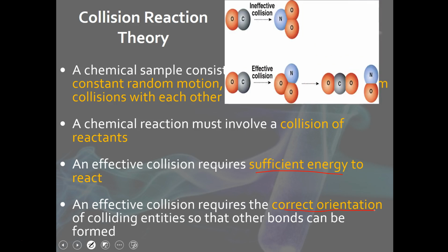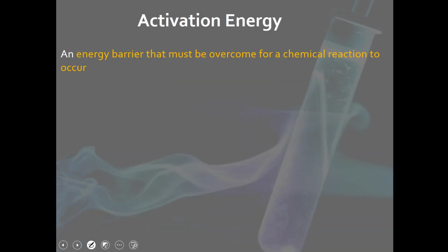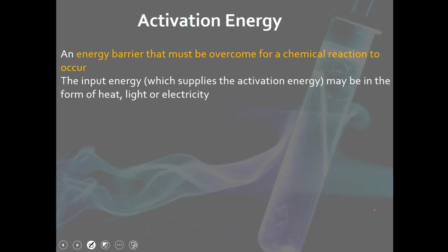Lovely little diagram: ineffective collision, effective collision. If there's not sufficient energy, the reactants would just stay as they were. Lots of things don't automatically react. We have to have some sort of initial energy for the reaction to occur, and that is called activation energy. It's the energy barrier that must be overcome for a chemical reaction to occur.